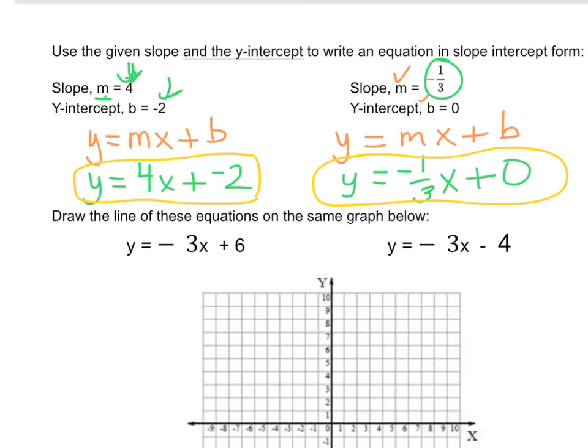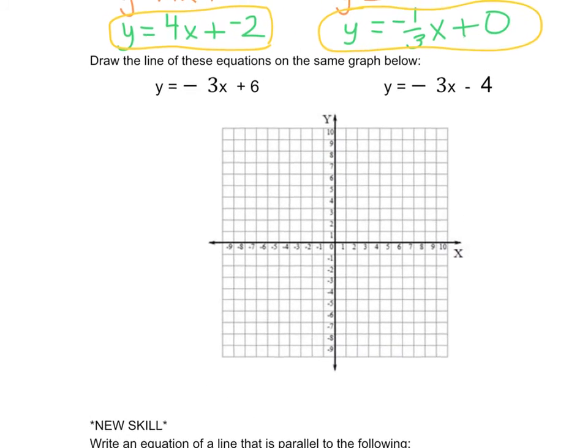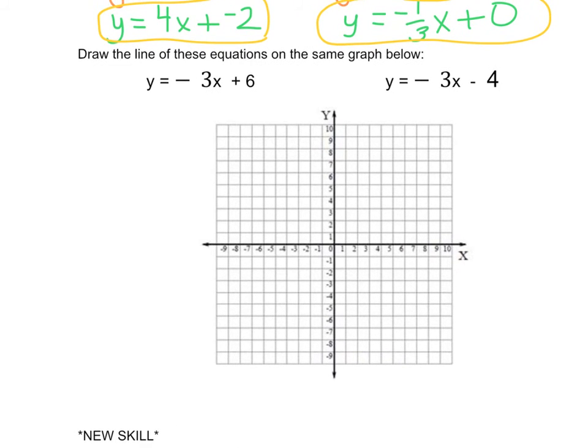Okay, we're approaching something new. First, something old, and then it'll build into something new. So now we're going to take two equations and put them on the same graph. So remember from the front, when we graph the equations, we need the m and the b.